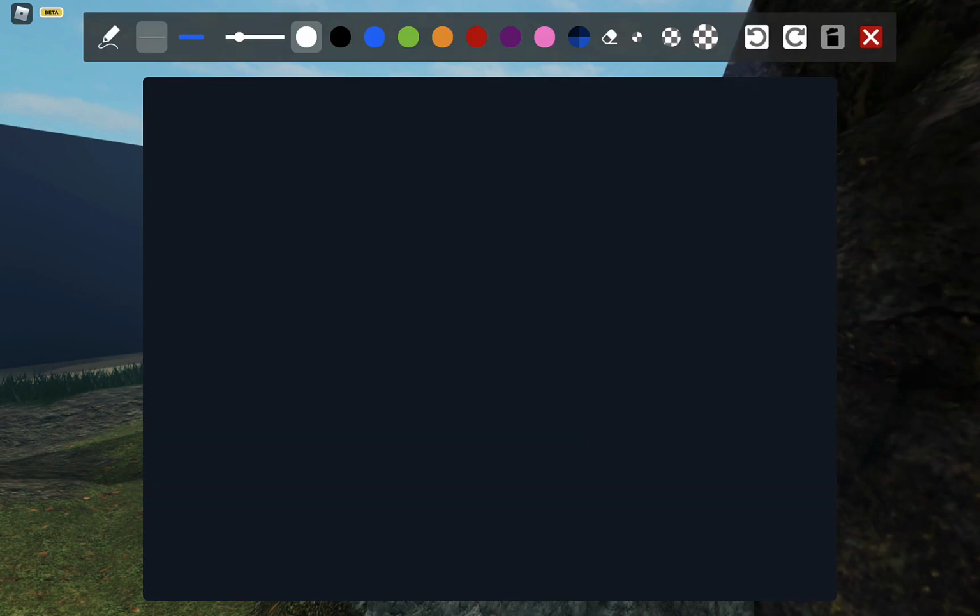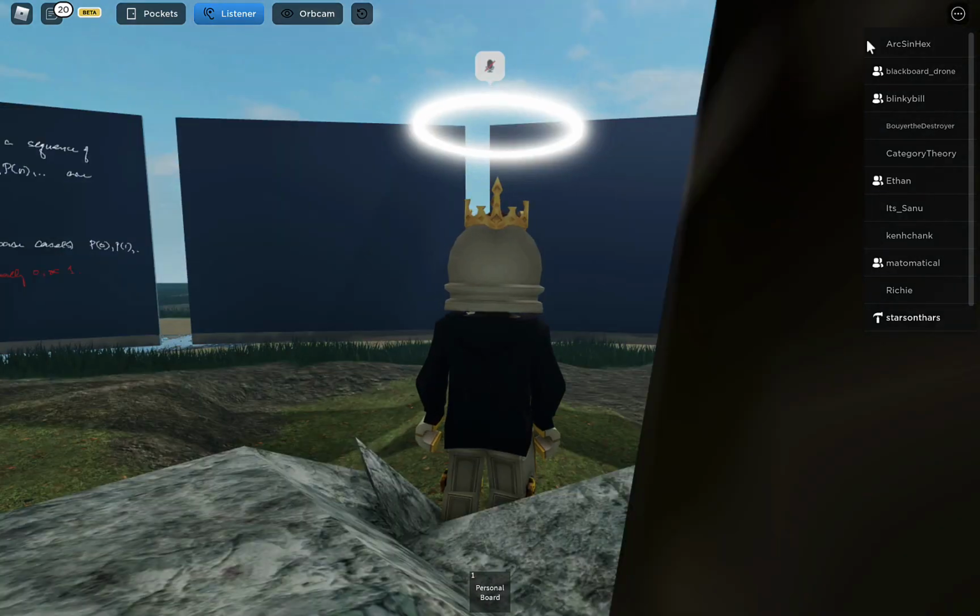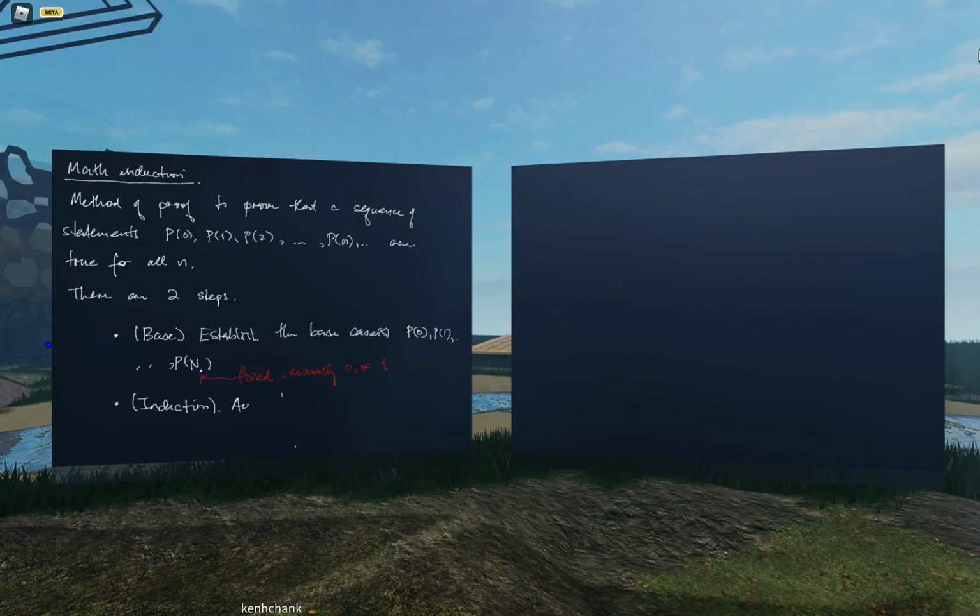And this is where you assume Pn is true and use this to prove Pn plus 1.